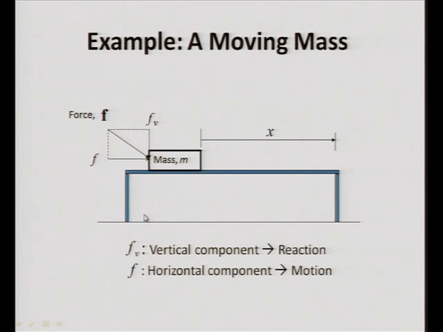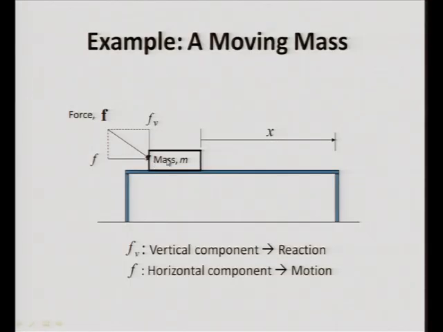So, now I wanted to bring the concept of DNOC through this simple example. Let us see, I have a moving mass, a mass moving in a straight line, and this motion is caused due to the force applied on it, which is F. Now, F has two components, one is the horizontal component, small f, and then this vertical component F v.